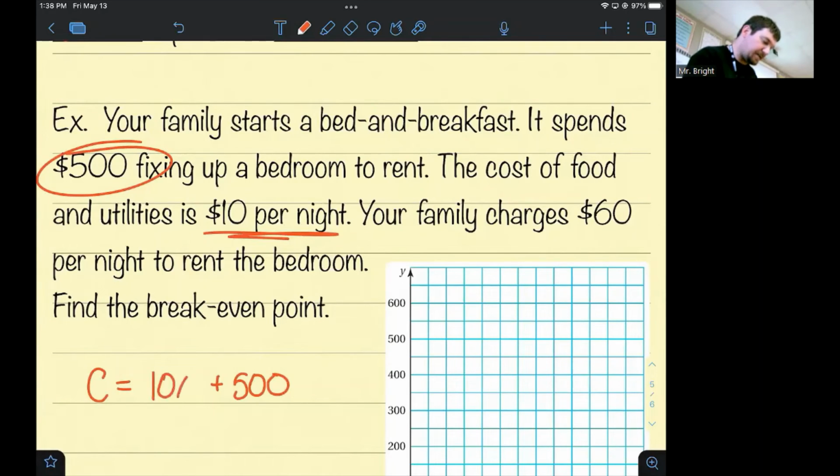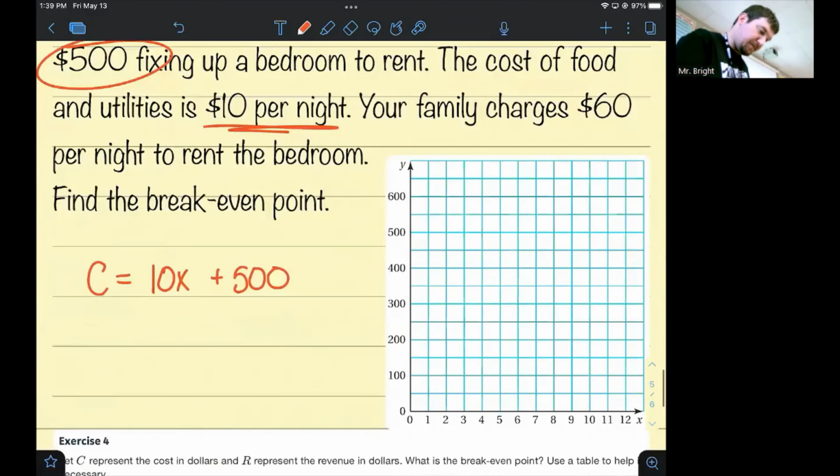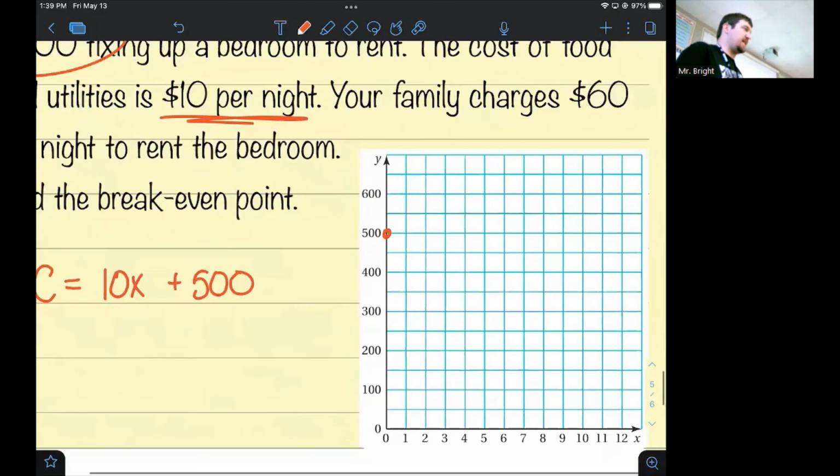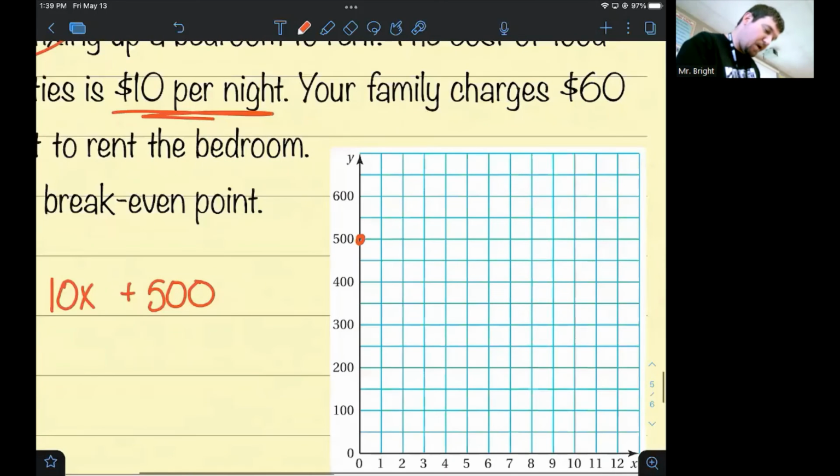So 10x plus 500. And if I graph that, 500 is all the way up here. I can't go up 10 because what are we counting by? 50s. But going up 10 over 1 is the same as going up 50 over 5. Up 50 over 5 is the same as 10 over 1. It's the same slope. So there is my cost equation.